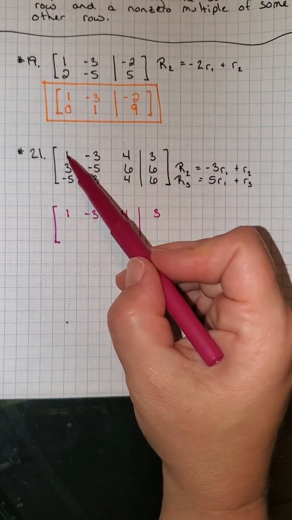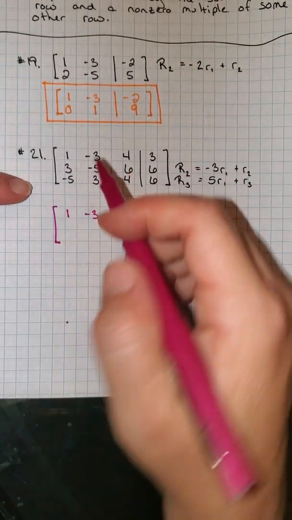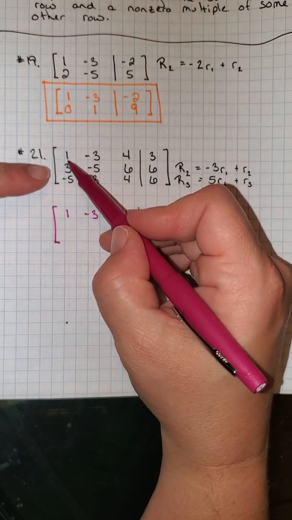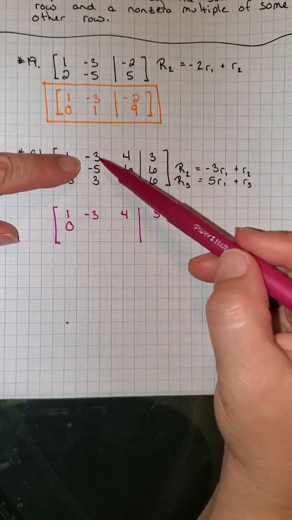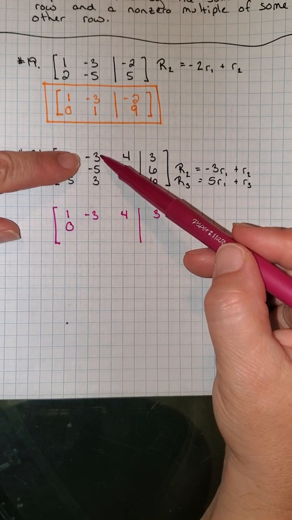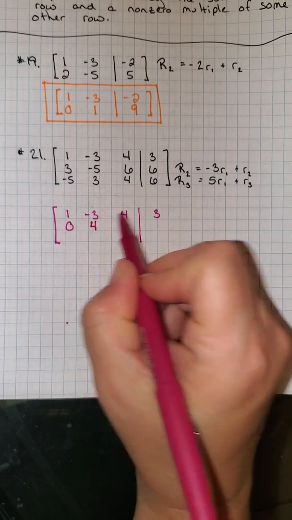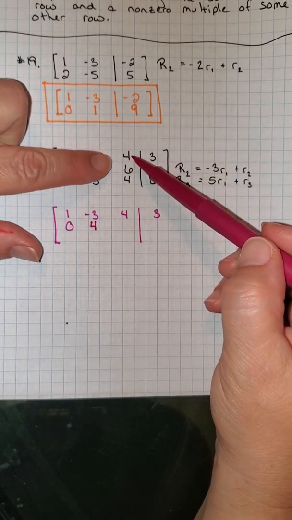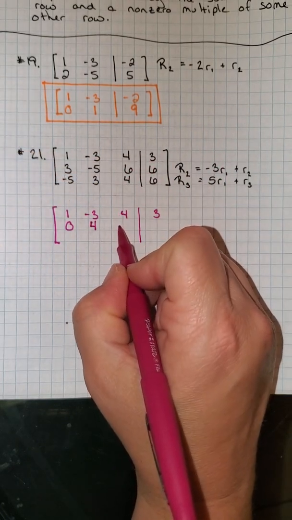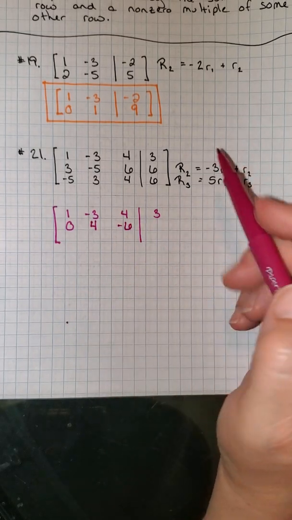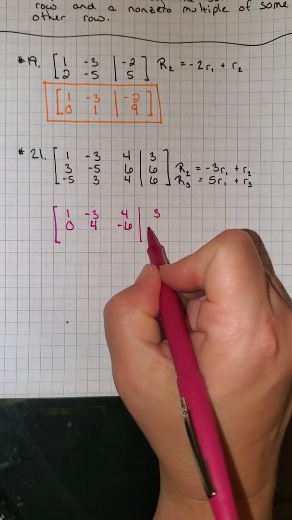Row 2, we do -3 times row 1, add it to row 2. Alright, so -3 times 1, that's -3, plus 3 would be 0. Next one, -3 times -3 is 9, and then plus 5 would be 4. -3 times 4 is -12, plus 6 will be -6. And then -3 times 3 is -9, plus 6 will give us a -3.